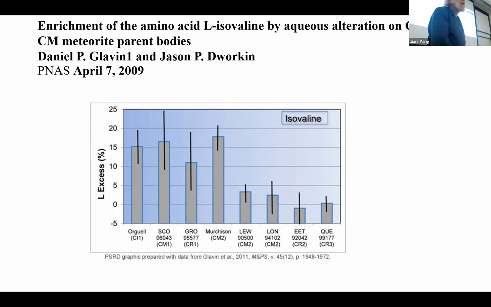That is, the more hydrothermal alteration, the more clay, the more enrichment of amino acids, and in particular, it's the isovaline. It's not a normal amino acid.